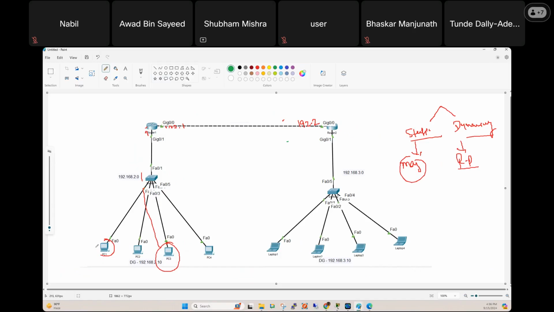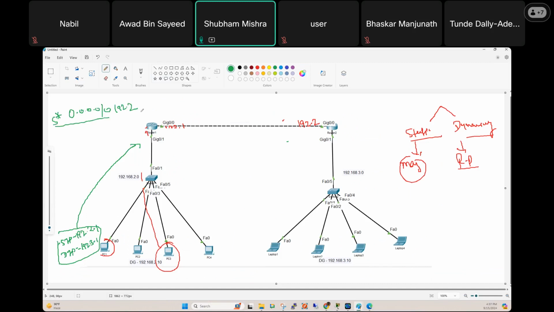Here on PC number 1, what is the source IP address? 192.168.2.1, right, everyone? The destination IP is 192.168.3.1, right, everyone? The packet reaches the router. On this router, you already configured the default route towards this one, right, everyone?